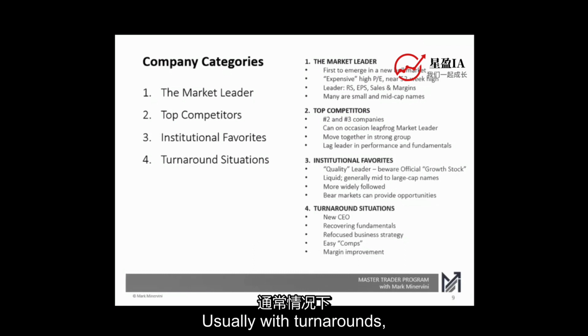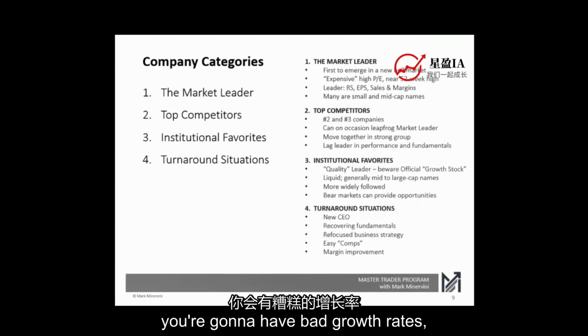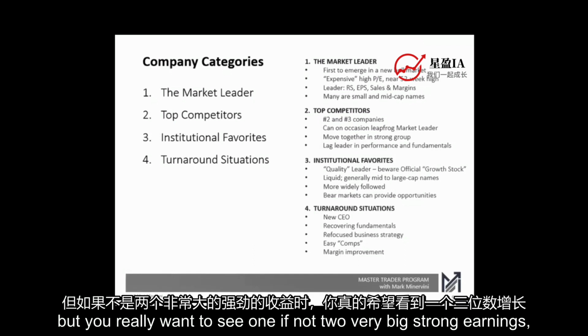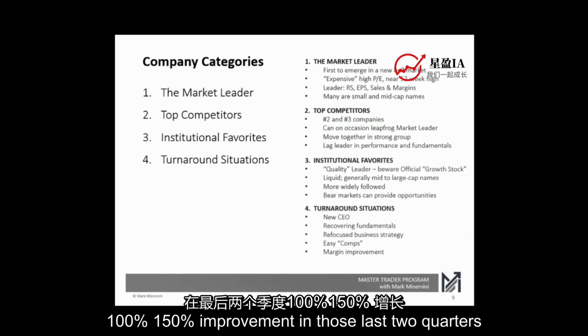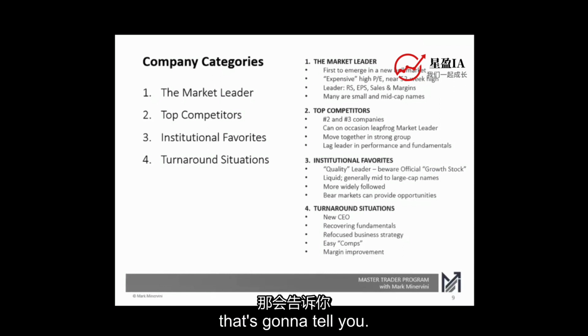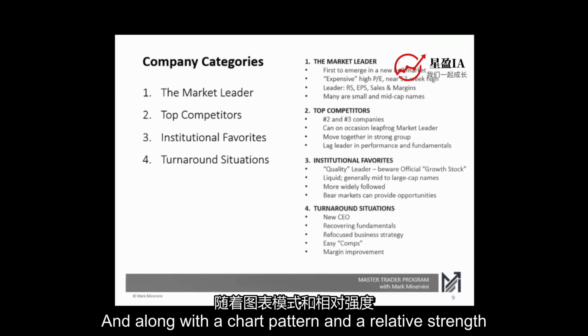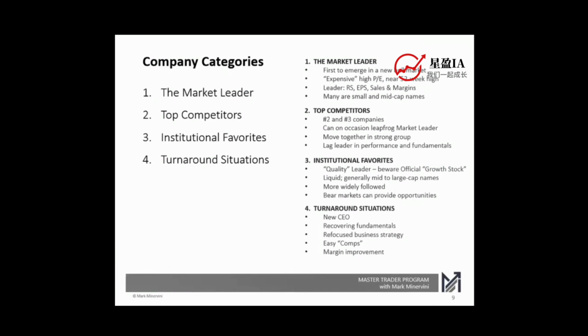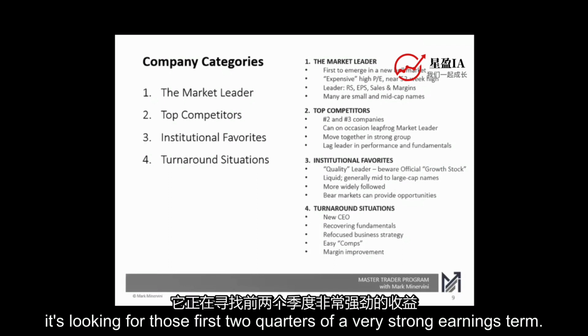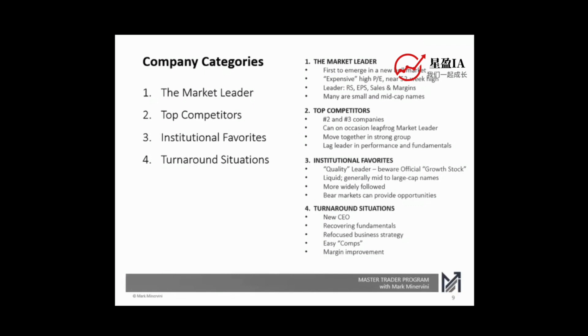Yeah, usually with turnarounds, you're going to have bad growth rates, but you really want to see one, if not two, very, very big, strong earnings, as you said, 100%, 150% improvement in those last two quarters. That's going to tell you, along with a chart pattern and a relative strength that's improving, it's looking for those first two quarters of very strong earnings turn.